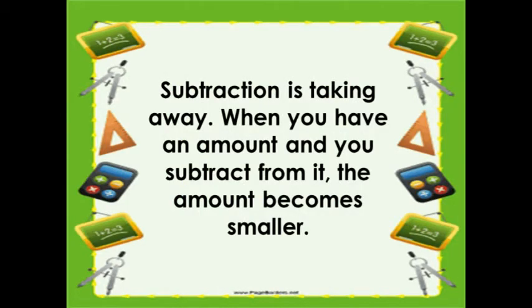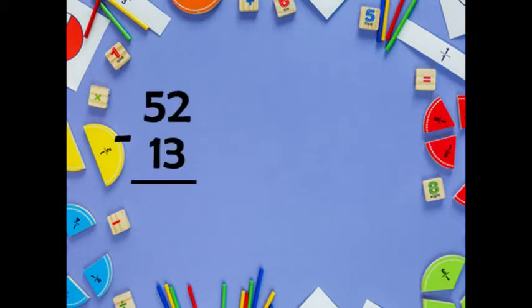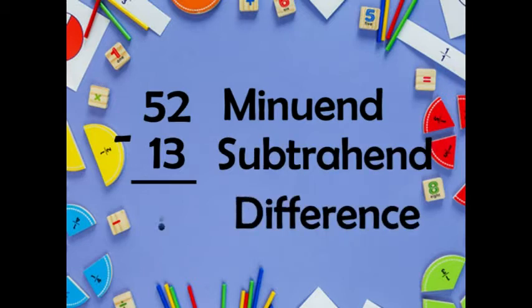Subtraction is taking away a part of a whole. When you have an amount and you subtract from it, the amount becomes smaller. So, let's try to subtract numbers. Here is an example of subtraction. We have 52 minus 13, and last time we talked about the parts of the subtraction. We have here the minuend, the subtrahend, and the answer in the subtraction is what we call the difference.